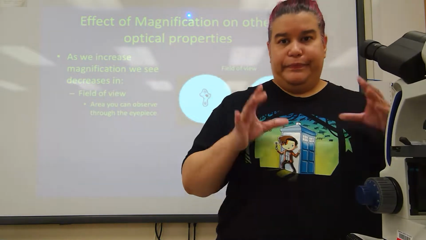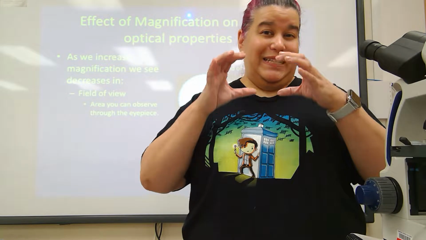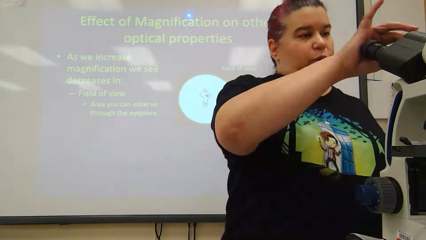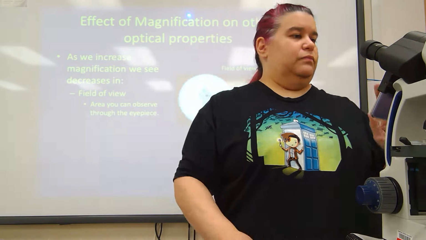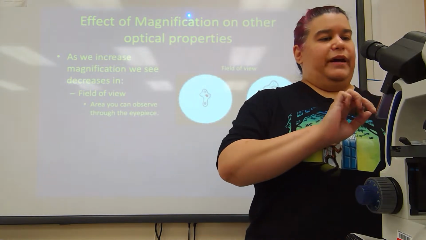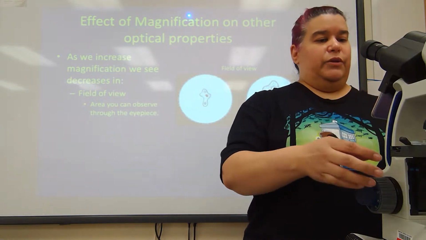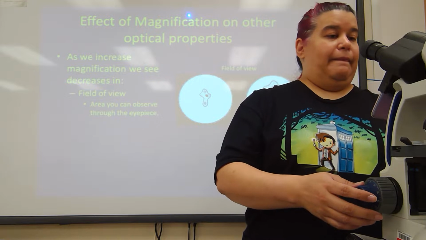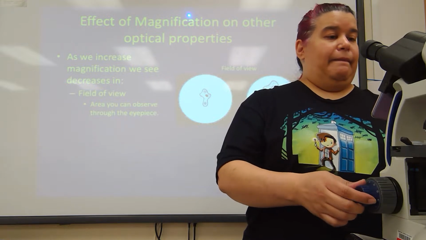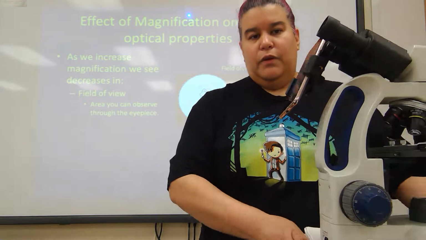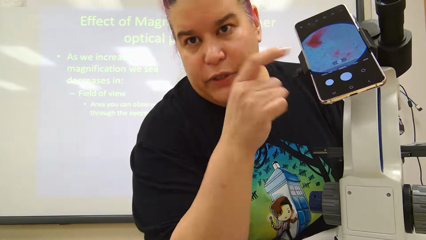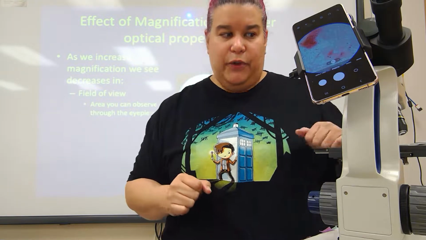The field of view. This is what you are actually seeing in the microscope. I don't know if this is going to work without me having to fiddle with something, but I'm going to try and show you. The field of view is what you can actually see in the scope, the area that you are actually visualizing. Okay? So this would be your field of view.